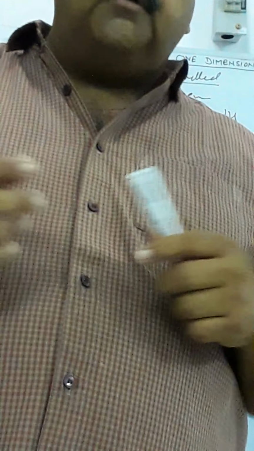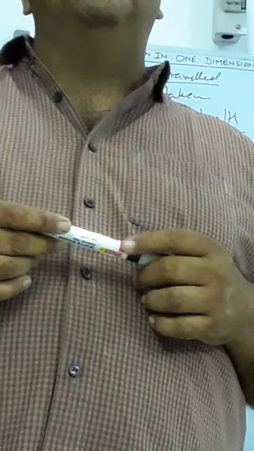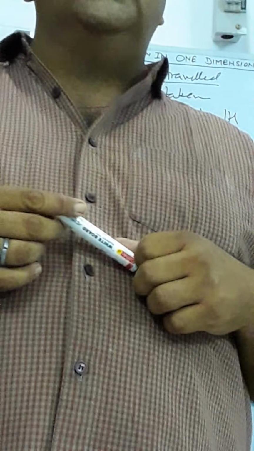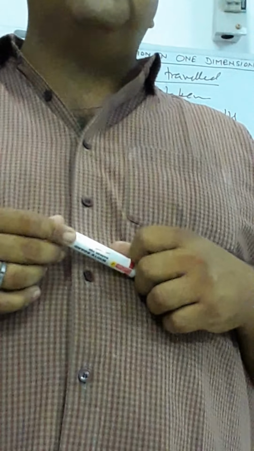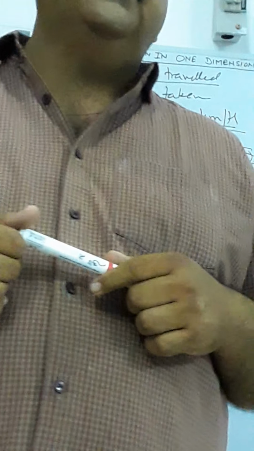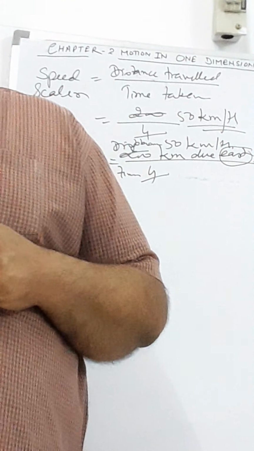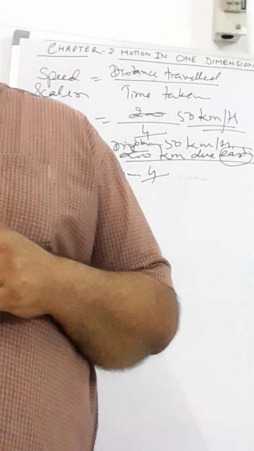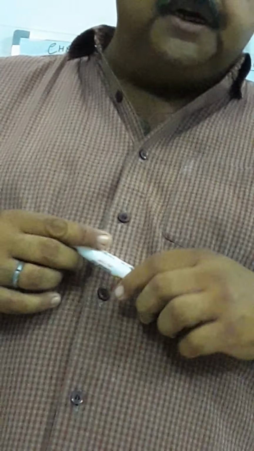So we have to check whether speed and velocity are the same. If the velocity is given in the question, it means the displacement it has travelled. If only the speed is given, it means it is a scalar quantity. Now the second heading is uniform speed.